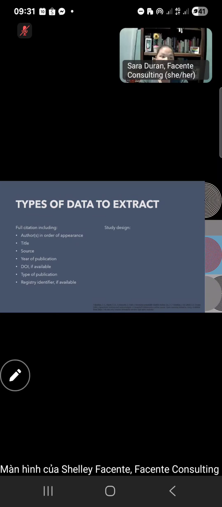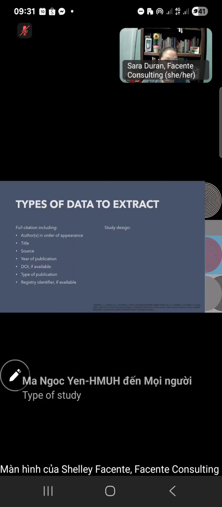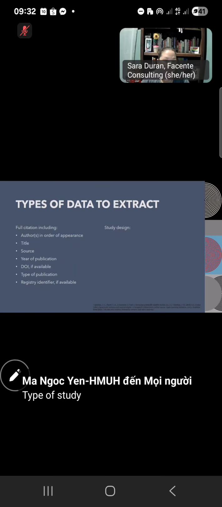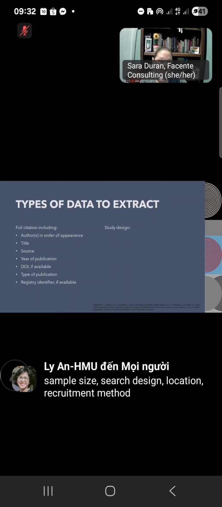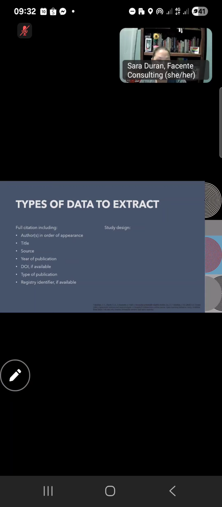Write your ideas in the chat. What would you want to bring out in terms of study design? What kind of data would you want to extract? And you can put it in the chat for everyone. Yeah, type of study, sure. Anything else on study design? Sample size, search design, location, recruitment method.